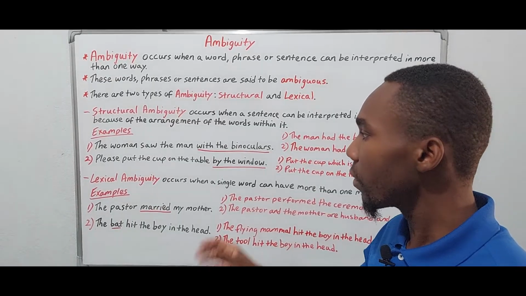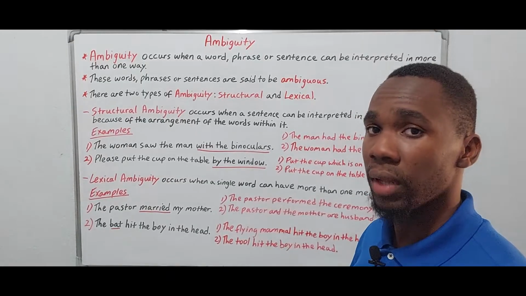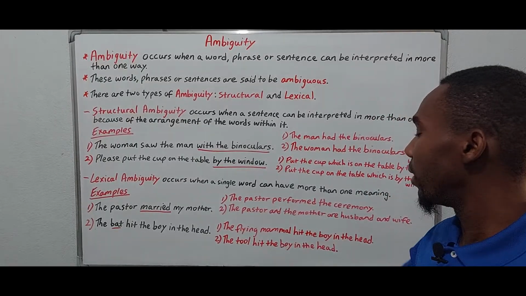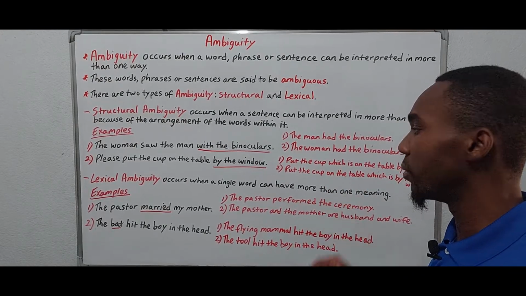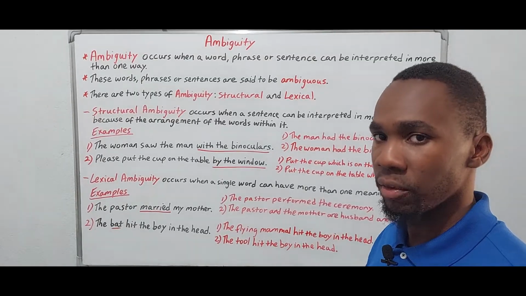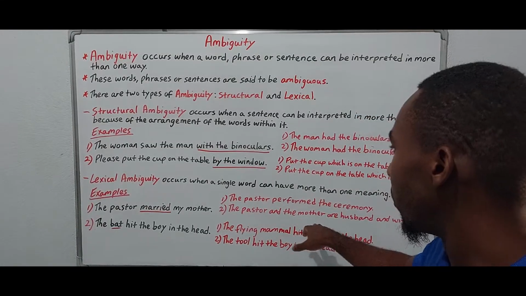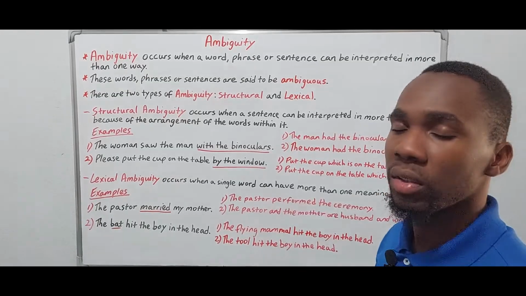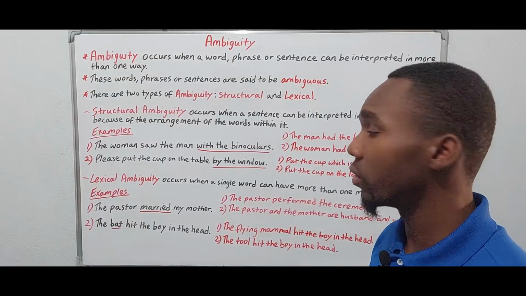Okay, so for example, the pastor married my mother. That can be interpreted in two ways. The first way is that the pastor performed the ceremony, right? So the pastor was the one who oversaw the ceremony. And the second meaning is that the pastor and the mother are husband and wife. Which meaning do we want to convey? Well, once again, we need to provide more details.